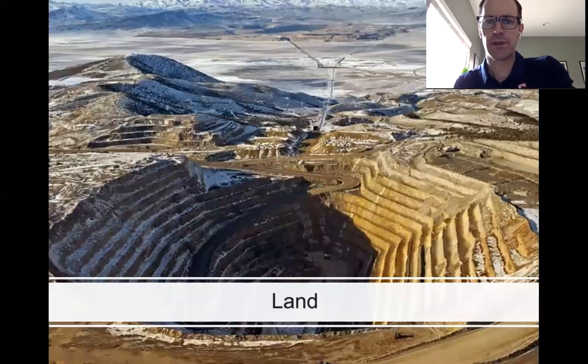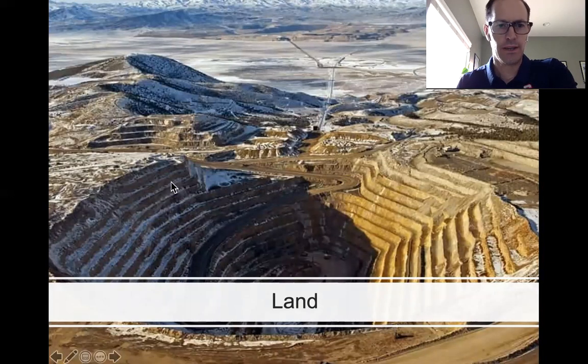Okay, so here's our first one. Now this is specific to Nevada, the American West at large, but this is a gold mine. This happens to be in northern Nevada. This is how a modern day gold mine looks. Now clearly land is a major element of this economic venture. So if you don't have land for a gold mine, then you have nothing. Okay, that's literally where the resource lies. So here we have land, and this is just a really obvious example of the need for land.